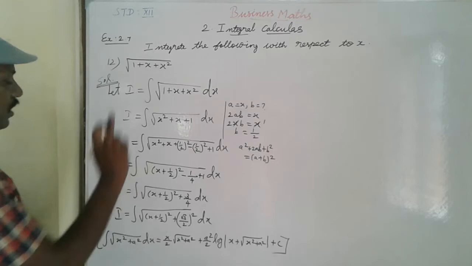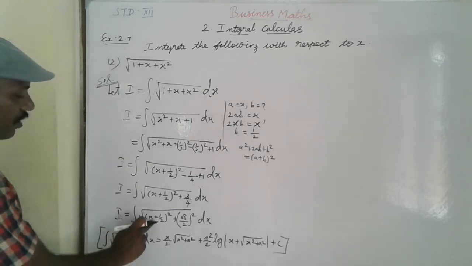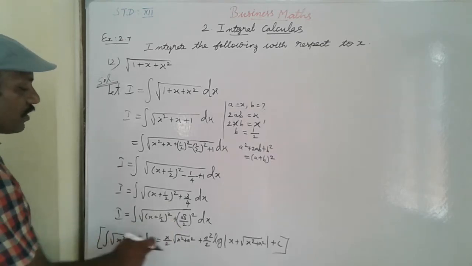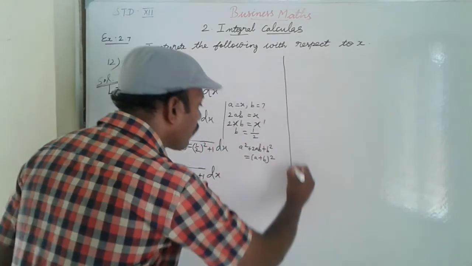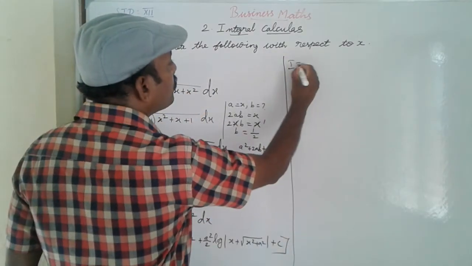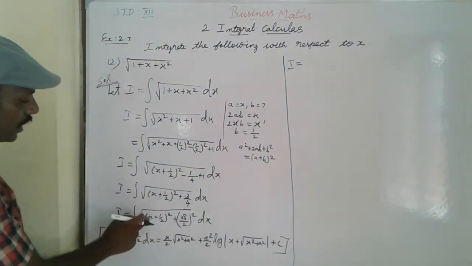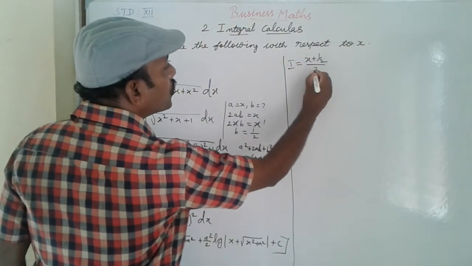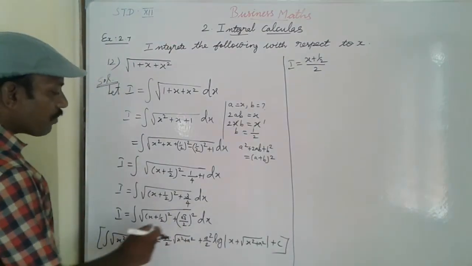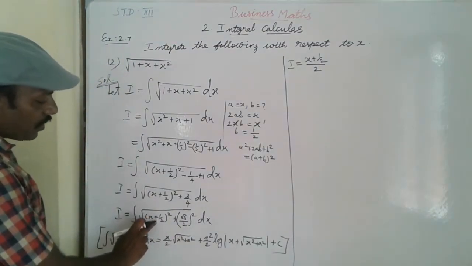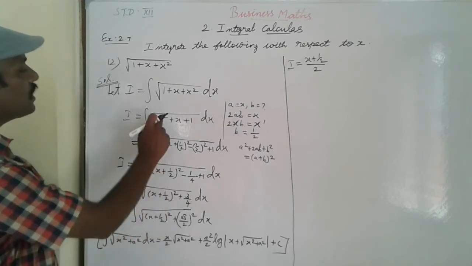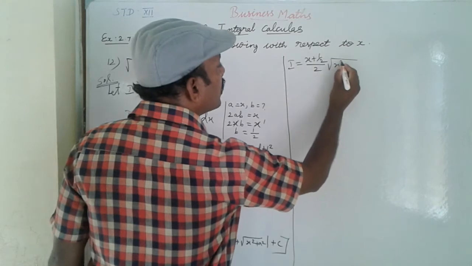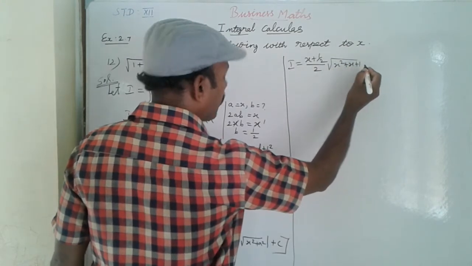We should substitute this formula here. X is what? X plus 1 by 2. A is what? Root 3 divided by 2. So we should substitute here. I equal to x by 2, where x is x plus 1 by 2, divided by 2, root of x square plus a square. Its value, we know, is x square plus x plus 1, so root of x square plus x plus 1.